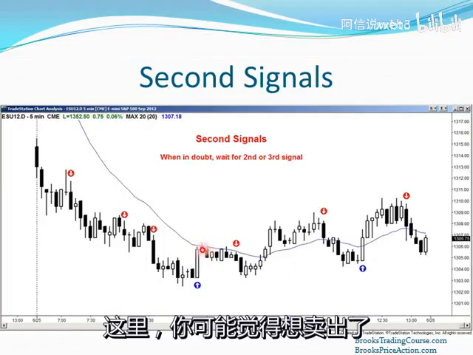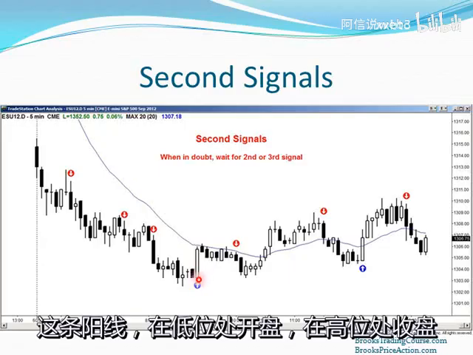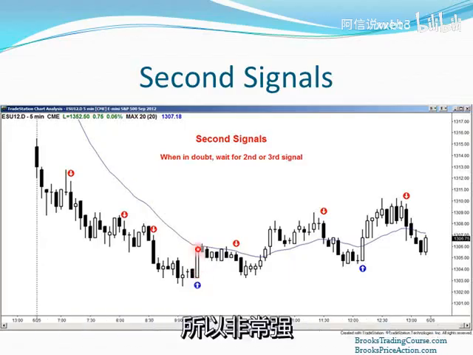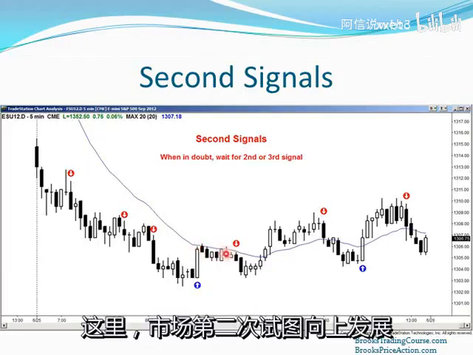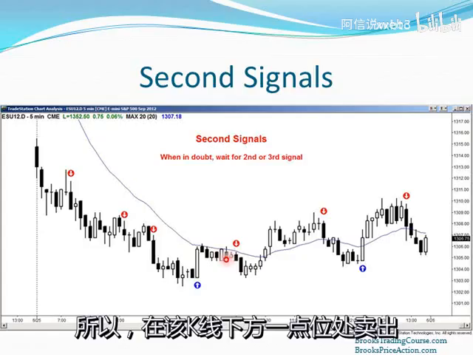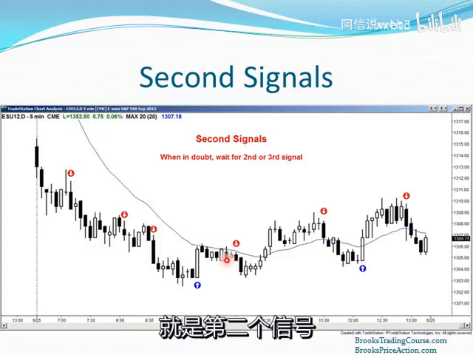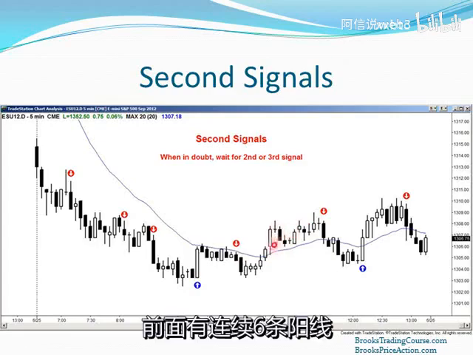Here you could say, well, I want to sell. We're pulling back to the moving average, but the signal bar is small compared to the bull bar, and the bull bar opened on its low tick, closed right on its high tick, so it's very strong. I'll wait to see if there's a second signal bar, and I'll take the second signal. Here the market tried to go up a second time and again had a bear bar closing on its low, so shorting one tick below the low of that bar would be your second signal, and you would have been filled over here.